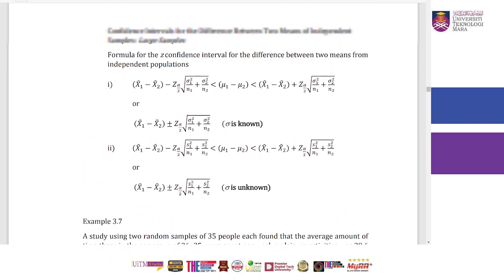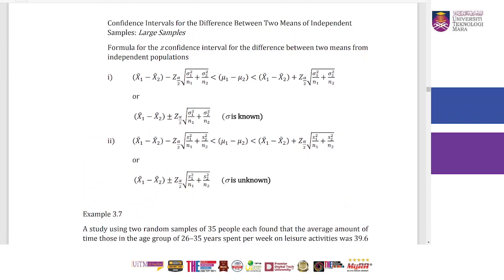So yang tu kita dah tengok sebelum tu. So you boleh tengok balik, refer balik pada the content in the video. So you're going to see these things, right? So this is where the video ends. So we're going to continue with the second case of interval estimation for the difference between two means.